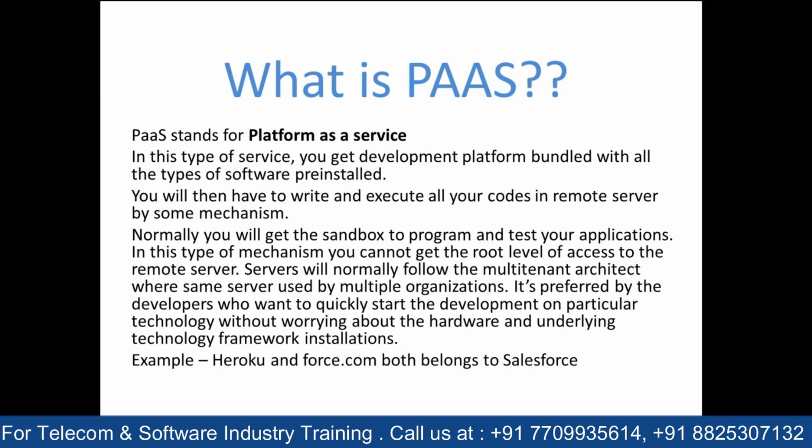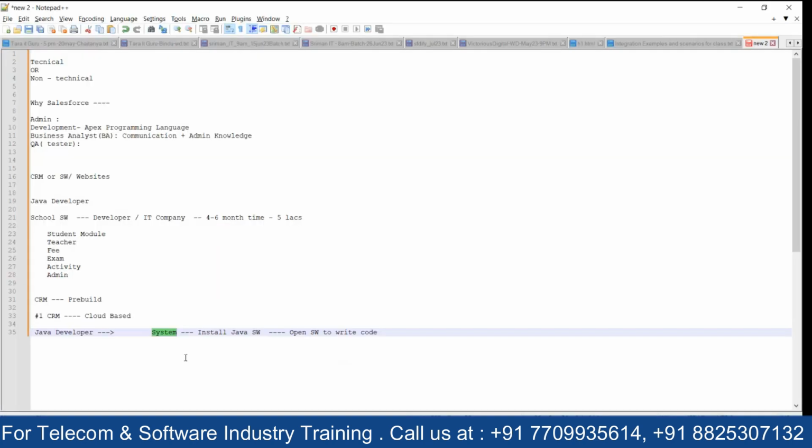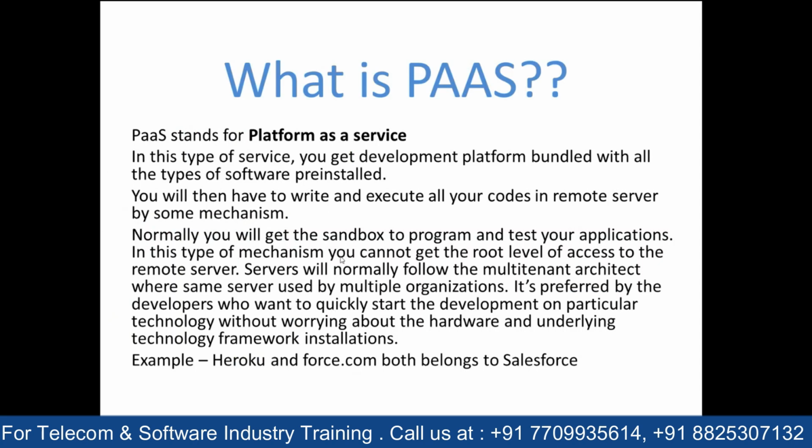Second one, we have PaaS. PaaS means platform as a service. So in this type of service, you will get a development platform bundled with all types of software pre-installed. Okay, in the earlier case you need to install software, right? You install Java software to get a platform. After installing this Java software, you will get a platform where you can write your code. And here you will get all the software required for development already installed. Okay, so you just need to go there, write your code, and execute your code on the remote server. So normally you will get a sandbox here to program and test your application.